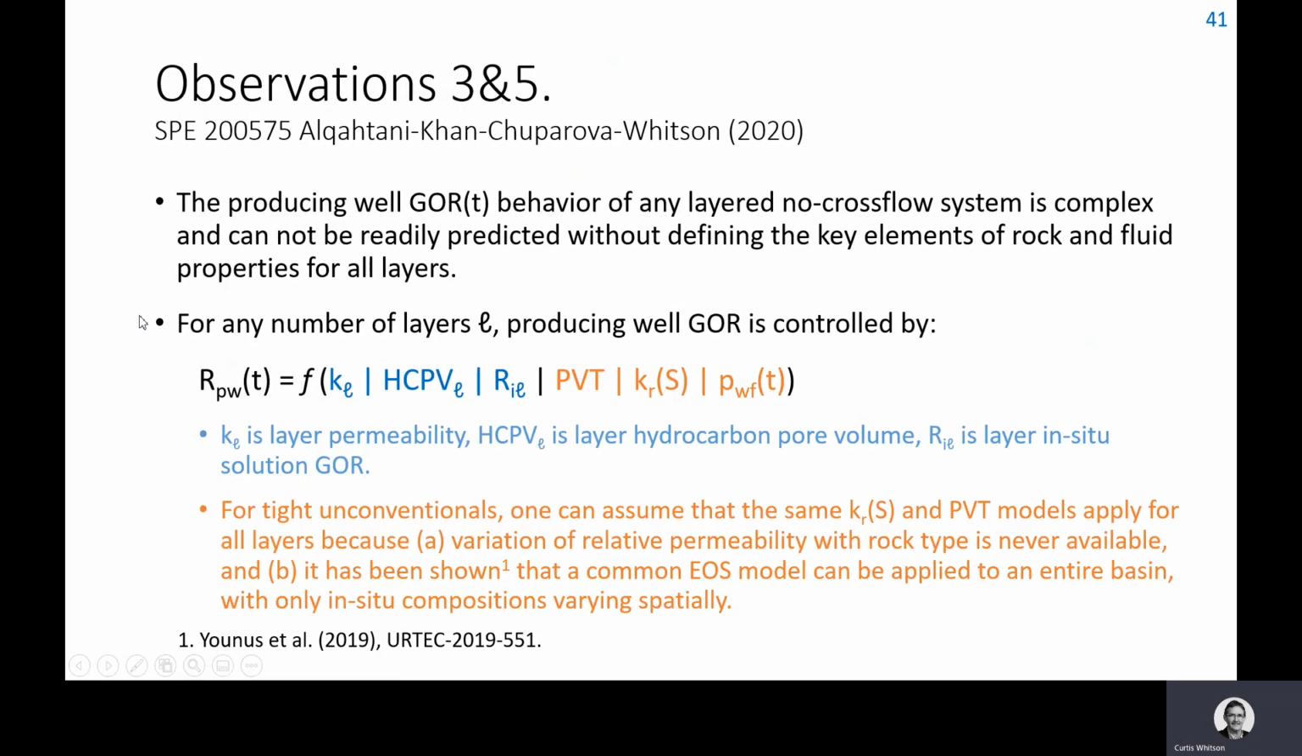So in general, we can say that the producing well GOR behavior over time for any layered no cross flow system is really too complex to understand intuitively and needs to be defined by the key rock and fluid properties for all layers. And for any number of layers, not just 2, the producing well GOR is controlled by basically each layer's permeability, hydrocarbon pore volume or ultimate recovery from that layer, and the initial solution GOR.